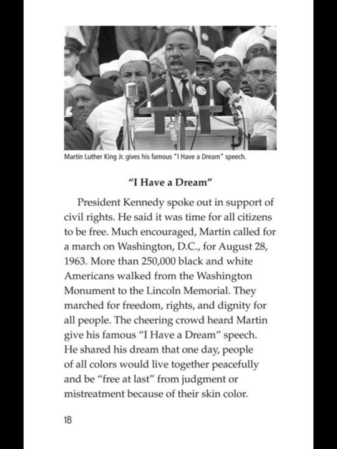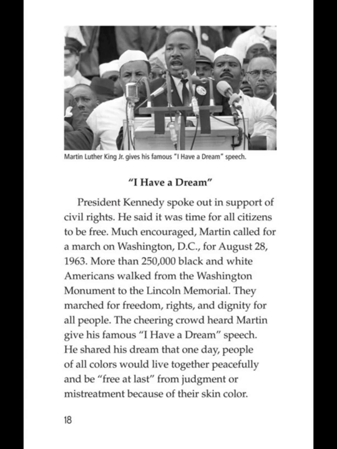President Kennedy spoke out in support of civil rights. He said it was time for all citizens to be free. Much encouraged, Martin called for a march on Washington, D.C. for August the 28th, 1963.